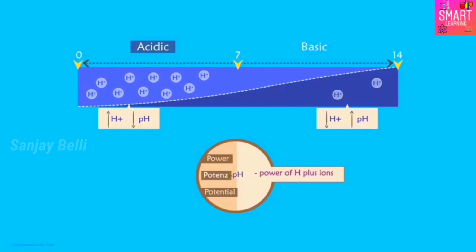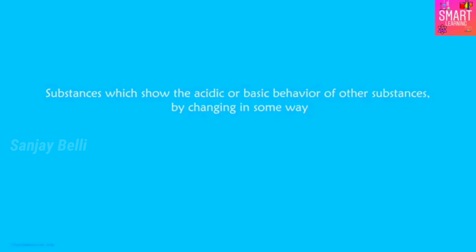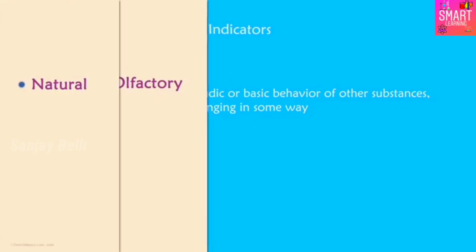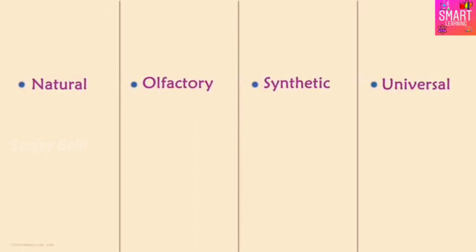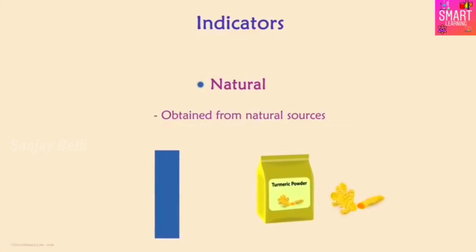Before we understand what universal indicator is, we need to have a basic idea of what indicators are. Substances which show the acidic or basic behavior of other substances by changing in some way are known as indicators. These are some of the common types of indicators. As the name suggests, indicators obtained from natural sources are called natural indicators. Litmus and turmeric are examples of natural indicators.